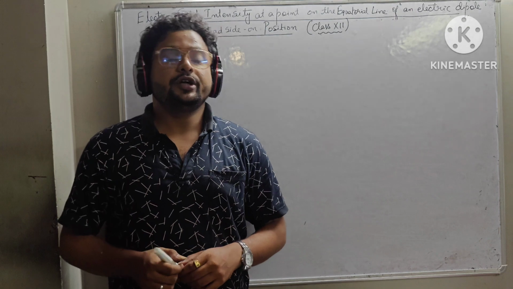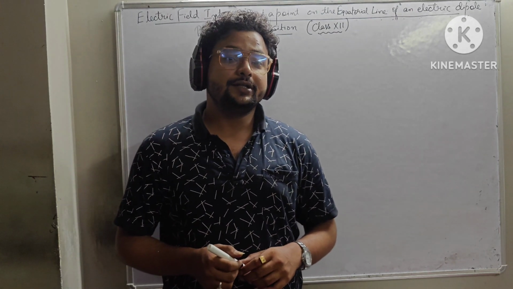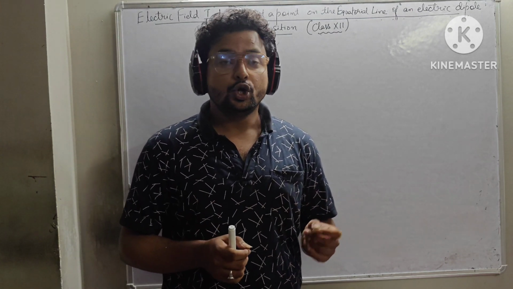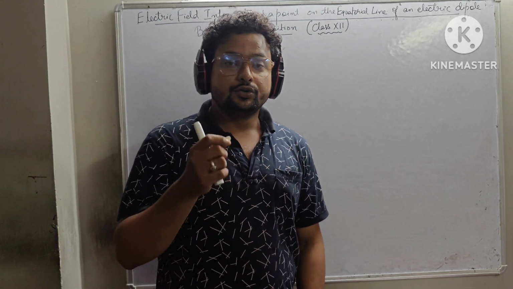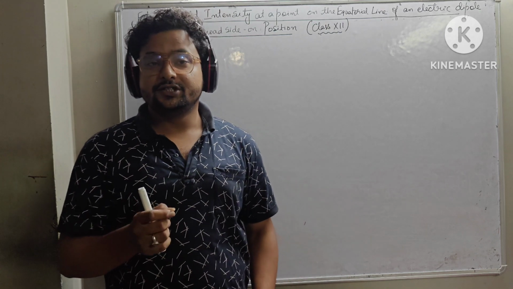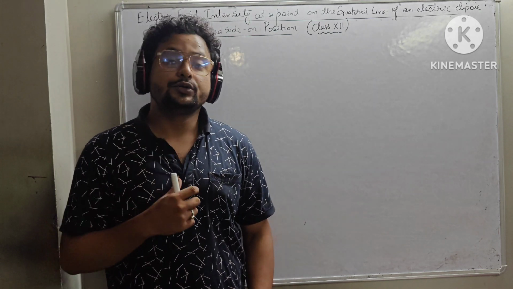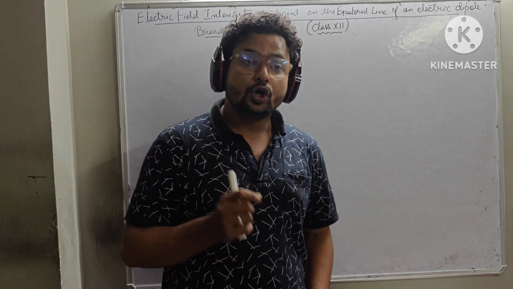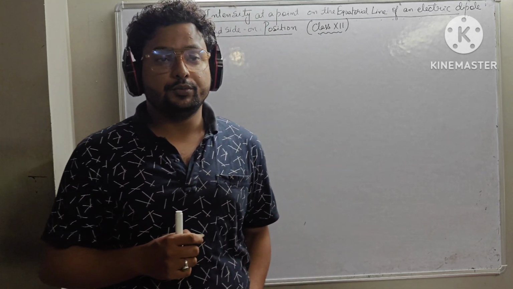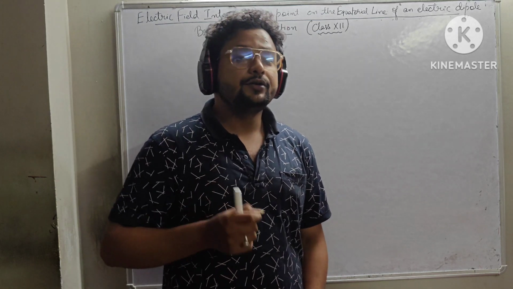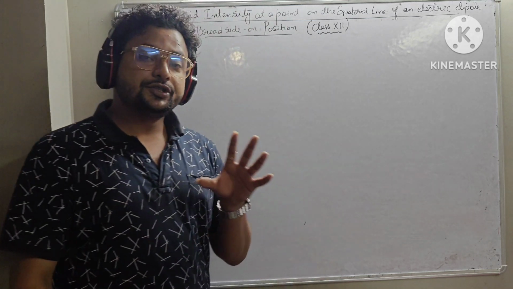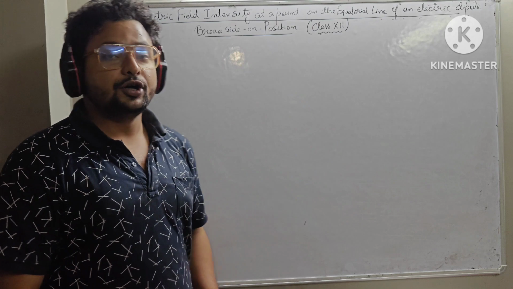In this video we are going to see how we can calculate the electric field intensity on the equatorial line of an electric dipole. Those who have not seen my previous video, please check. In my previous video we have seen how to calculate the electric field intensity on the axial line of an electric dipole. This one is how to find out the electric field intensity on the equatorial line of an electric dipole. This is also known as the broad side-on position.